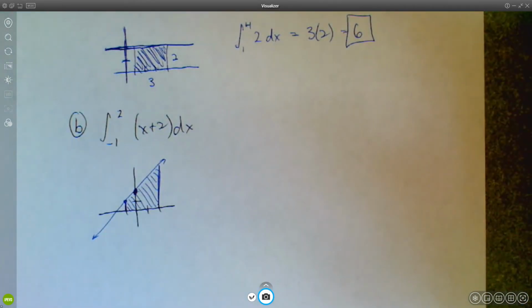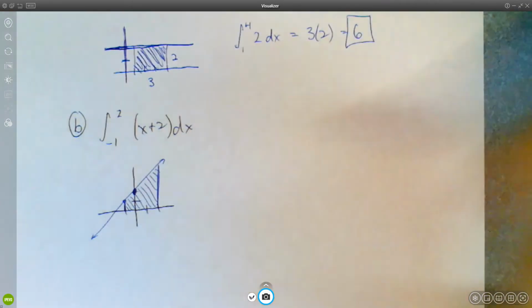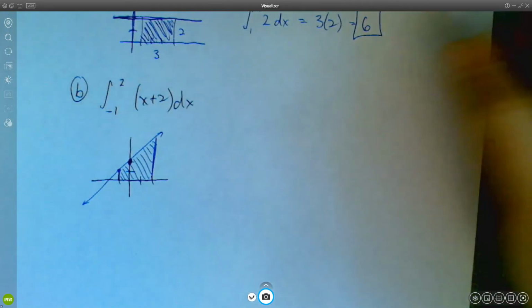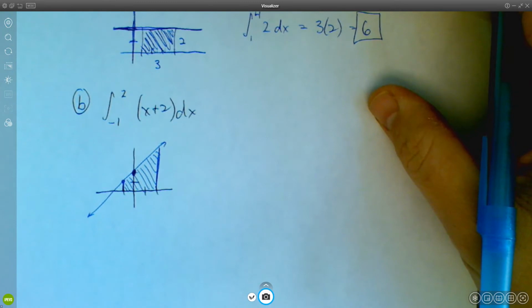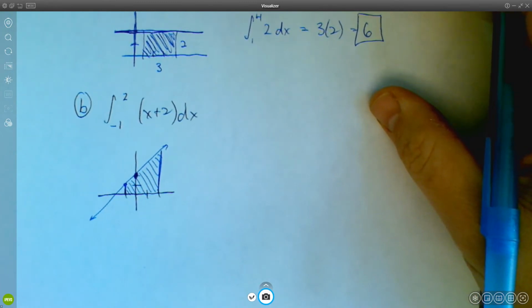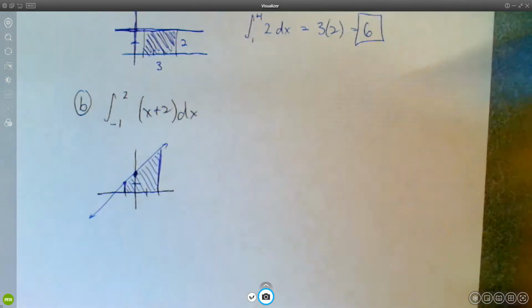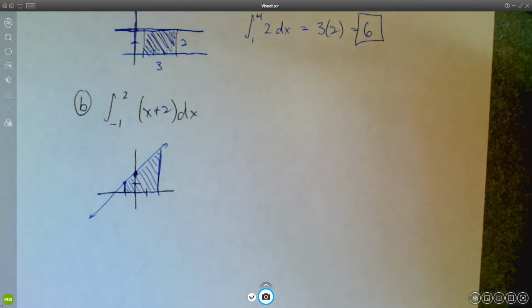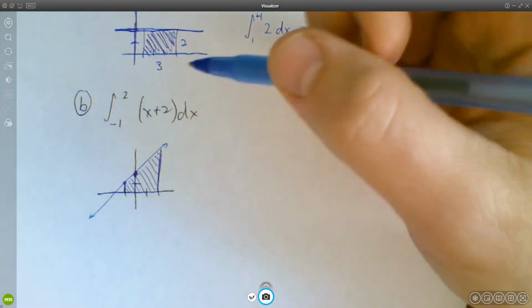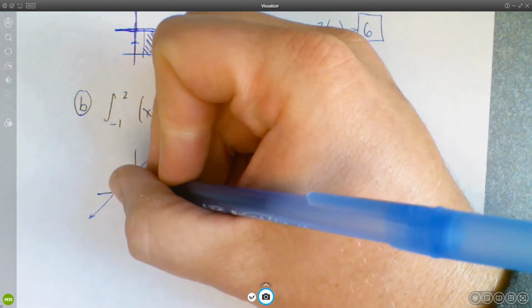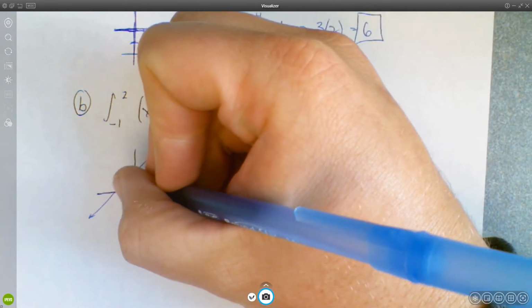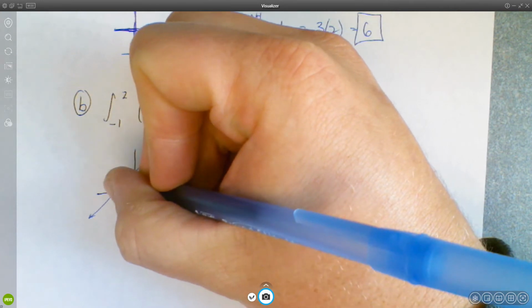To find the area of this figure, you could either recognize that it's a trapezoid and then use the trapezoid formula, which would be 1/2 times base 1 plus base 2 times height. Or you could split it. If you didn't know that that was the area of a trapezoid, that's okay. You could just split this into a rectangle and a triangle.